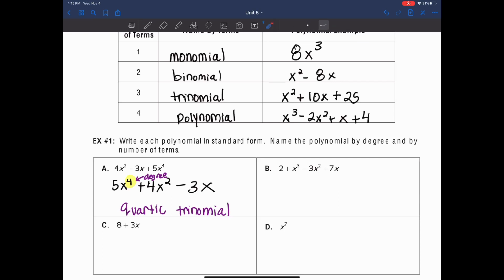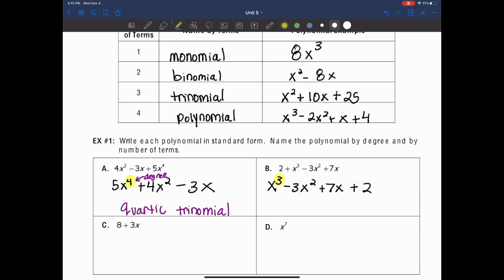I notice that my biggest exponent is going to be x cubed, so I put x cubed first. My next biggest one is x squared, so negative 3x squared. Then I have plus 7x until I get to the degree of 0, which is just the constant, or plus 2. So my degree here is 3.